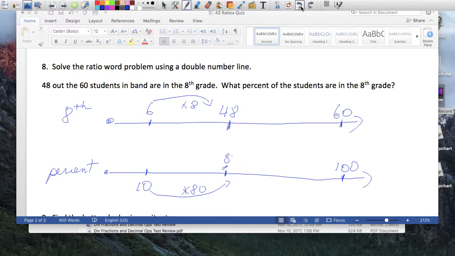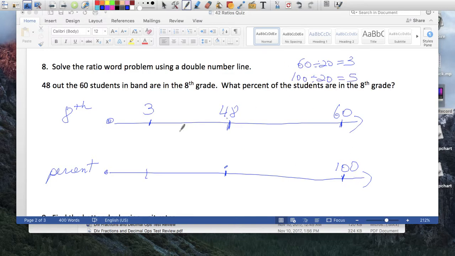Okay. Let me pick a different number. Let me reduce that and divide this by 20. 60 divided by 20 would get me 3. And take 100 and divide that also by 20, and that gives me 5. Look, I'll write 3 over 5 now. So, is there a relationship here? Yes, there is. Times 16. And if I times 16 here, that also is going to give me 80%.